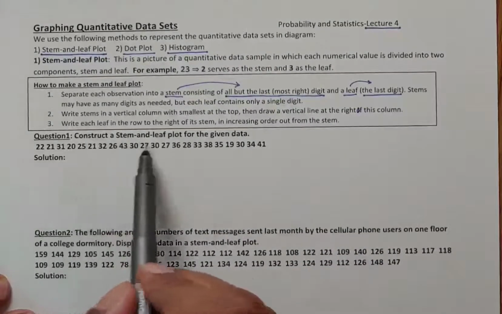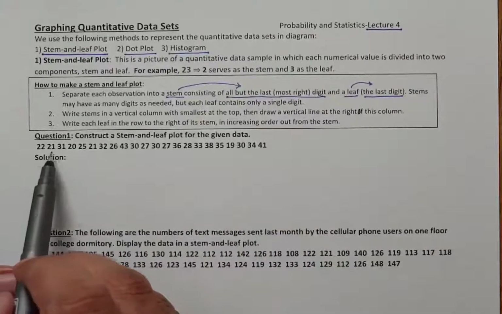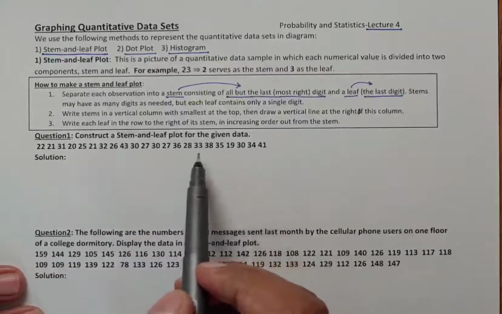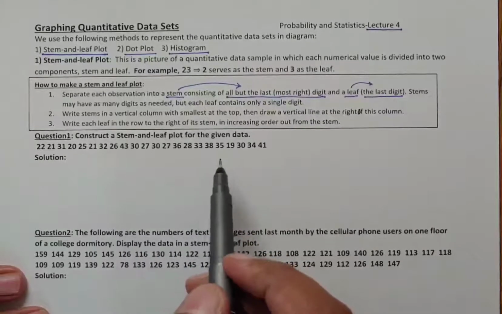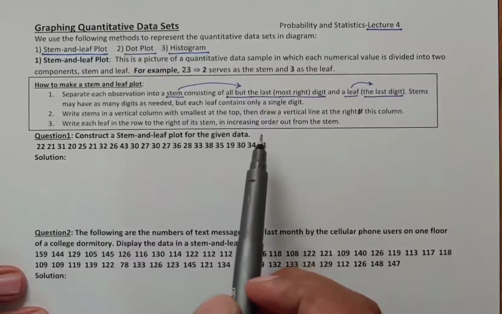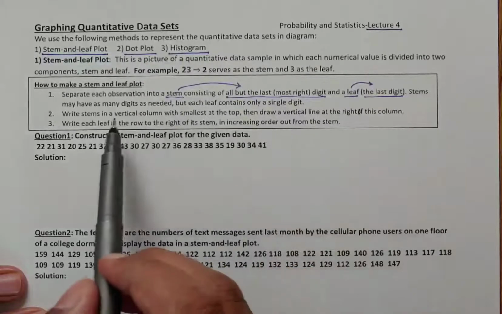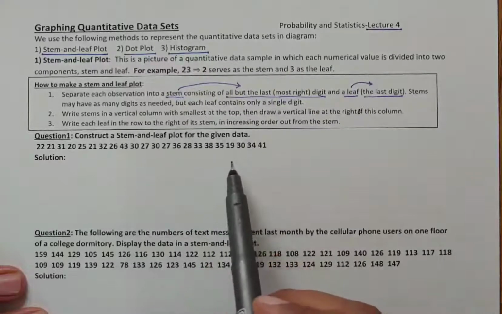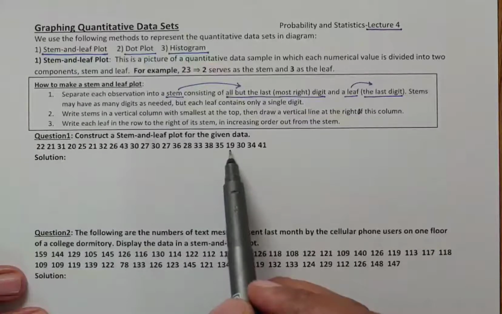Okay, so let's construct the stem and leaf plot for this data. So we have 22, 21, 31, 20, 25. This data is given. How do you draw the stem and leaf plot? So we first write the stem in a vertical column, with the smallest at the top. So what is the smallest number in this data? 19. 19 is the smallest number, right?